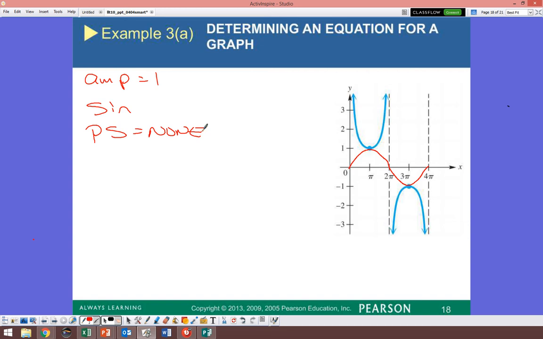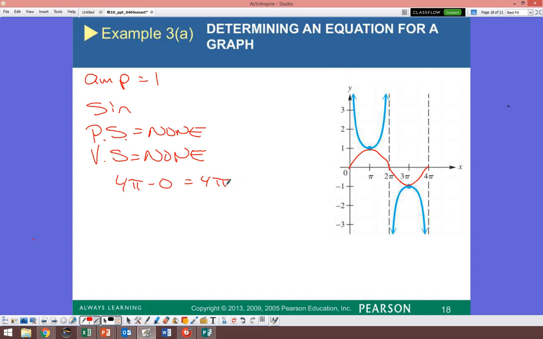What about vertical shift? No. Okay, no vertical shift. So vertical shift is none also. All right. Now, what about period? It's 4 pi, right? It starts at 0 and goes to 4 pi. So how far is it from here to here? 4 pi. To do the period, I need to figure out how far, so it's going to be 4 pi minus 0, which is just 4 pi, right?